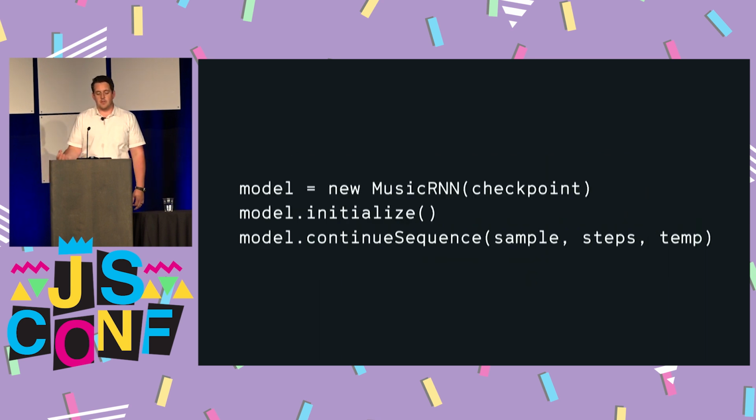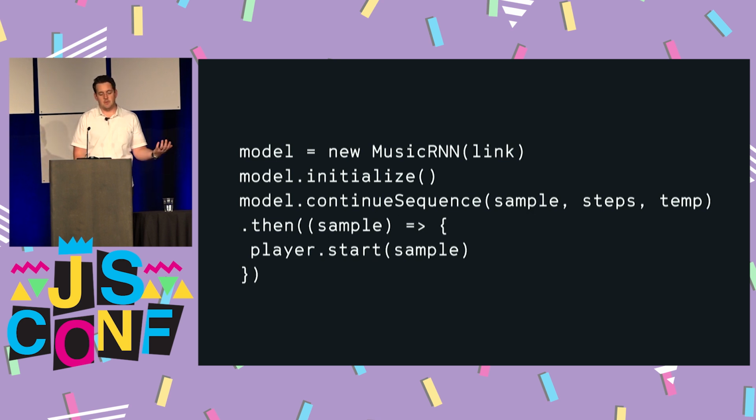So these are the 3 lines of code that we need to generate a new drum beat. So we just create a new instance of our music RNN model with the checkpoint that we had. We initialize the model, it loads itself up, and then we call this method continue sequence. We feed in our note sequence, we feed in a number of steps, which is kind of arbitrary. It can be 16 or 32 or whatever. And then we feed in a temperature, which is a number from 0 to 2, and we'll go over the temperature a bit later.